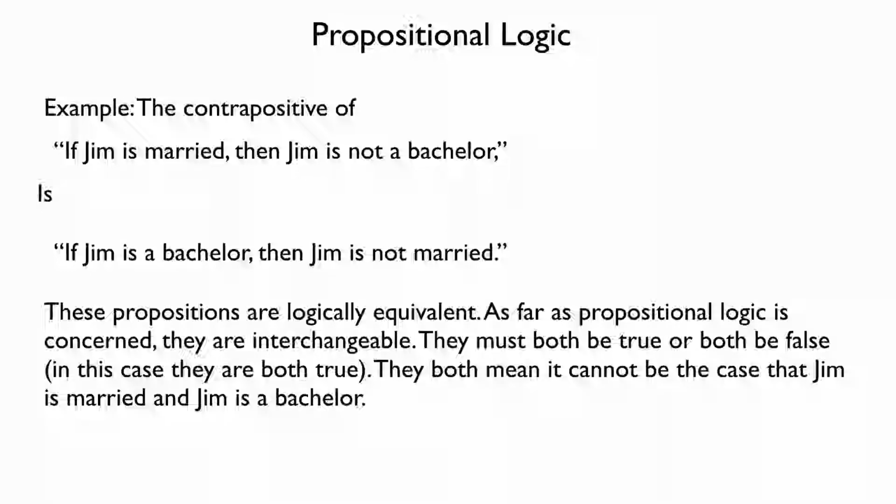These propositions are logically equivalent. As far as propositional logic is concerned, they are interchangeable. Because they are logically equivalent, they must both be true or both be false, and in this case, they are both true. They both mean it cannot be the case that Jim is married and Jim is a bachelor.